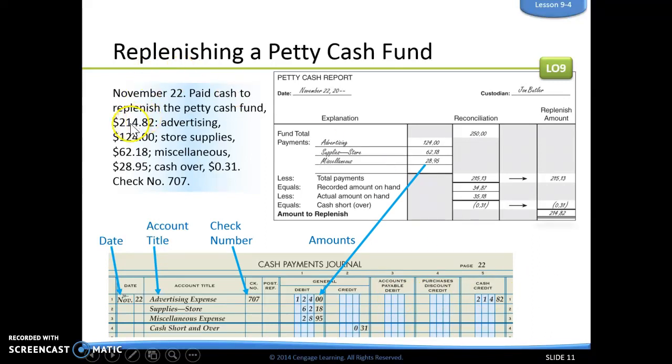I'm crediting cash. They tell us the amount is $214.82. So I'm crediting cash for $214.82. That gives me then the difference of that 31 cents for cash over.